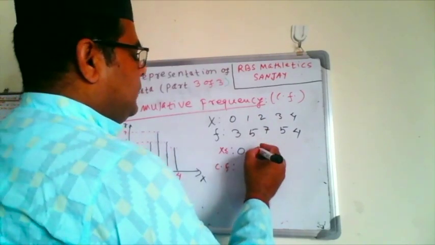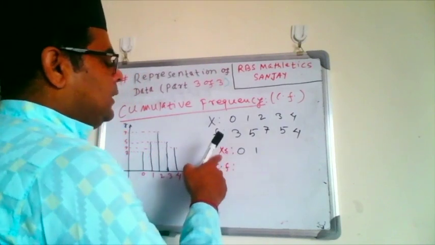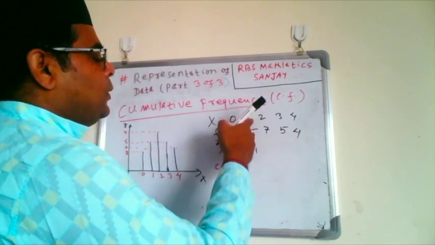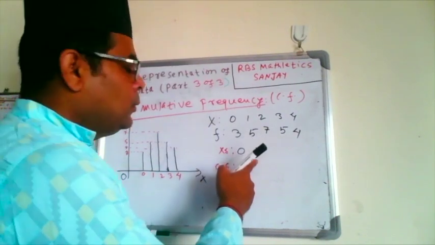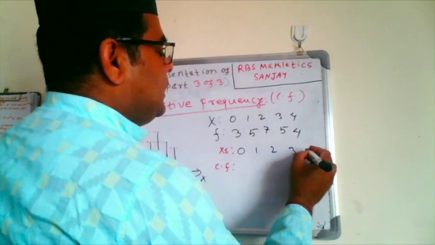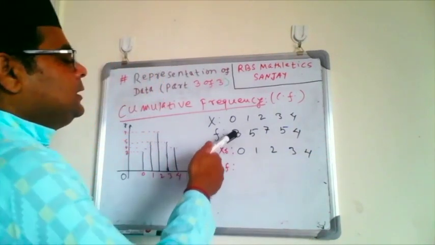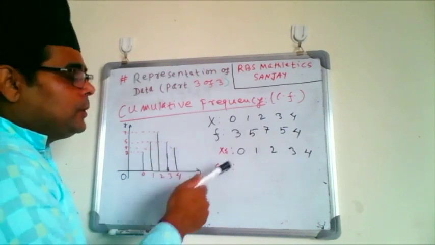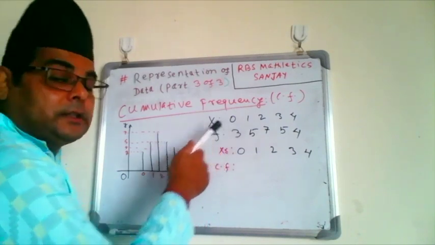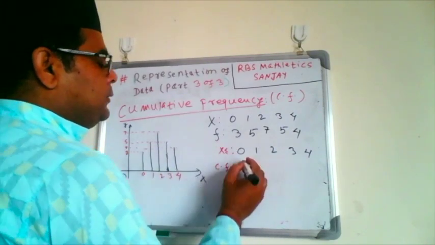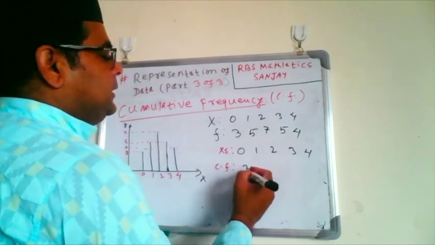If I am talking here under the heading of x less or equal to, that means it is not that x equals 1, it is less or equal to 1. And a similar thing we apply for 2, 3 and 4. So you can see here the value less than 0, there is no value, but up to and including 0 is 3 values. So that frequency value is 3. So we write here 3.